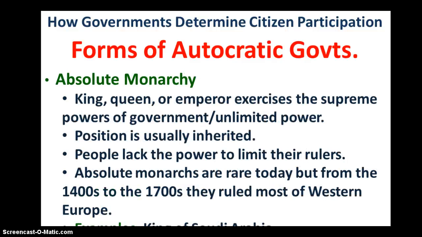Now, an absolute monarch, this is where the king, queen, or emperor exercises the supreme power of the government, unlimited power. Now, notice the word absolute monarch. This is the only form. And you'll notice when we go through the different government types, such as the United Kingdom, they have a constitutional monarchy, and that is absolutely different than this. So, just take notice when we go over that in class.